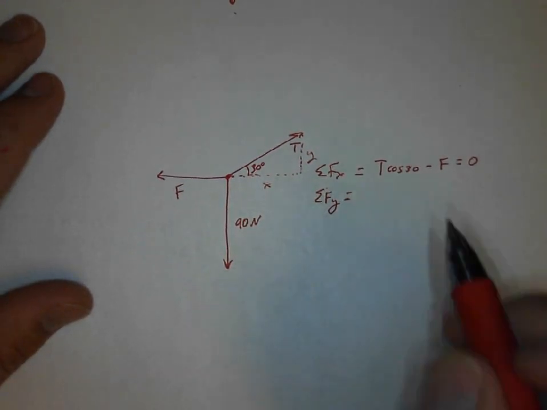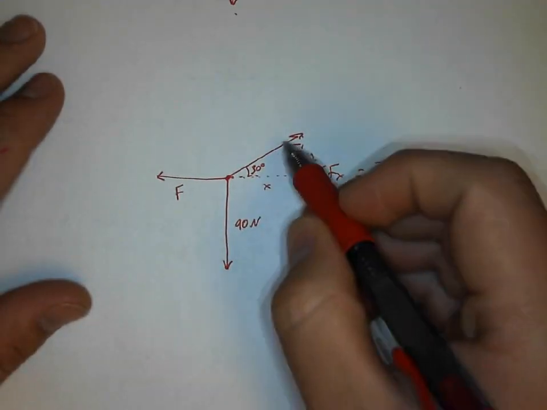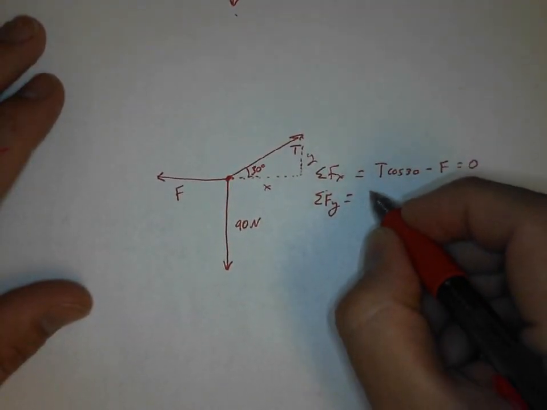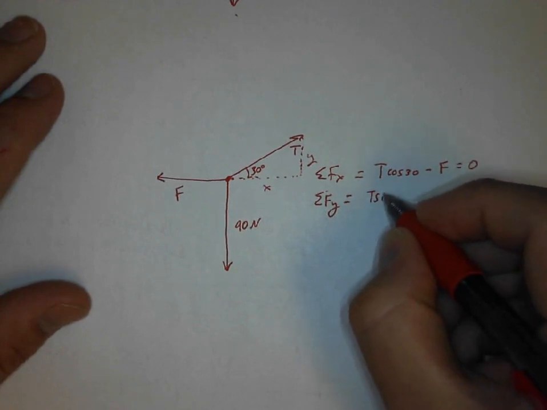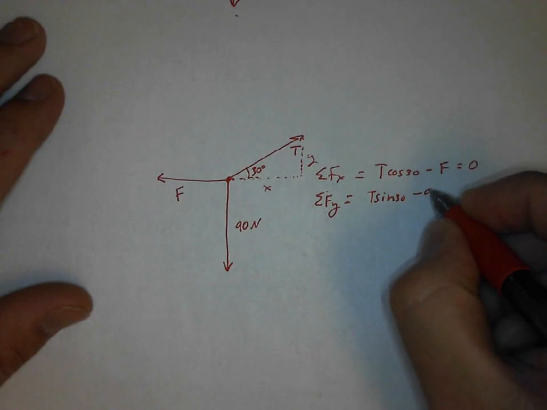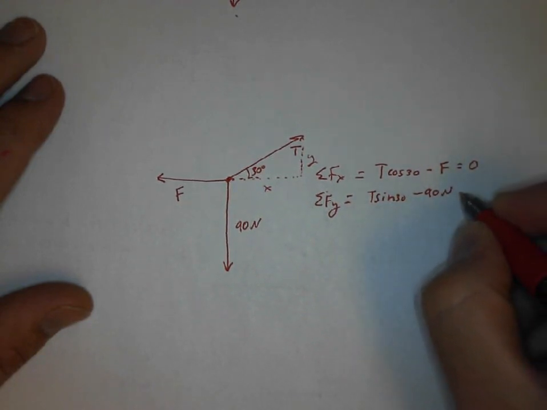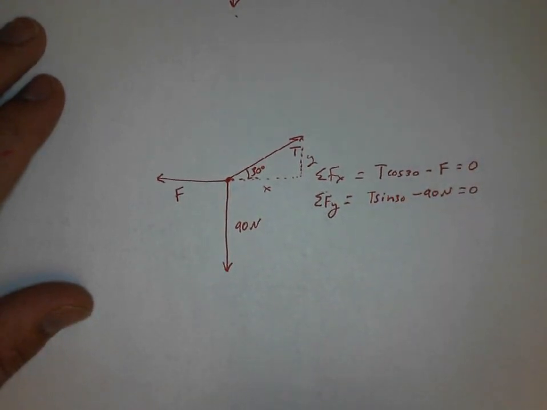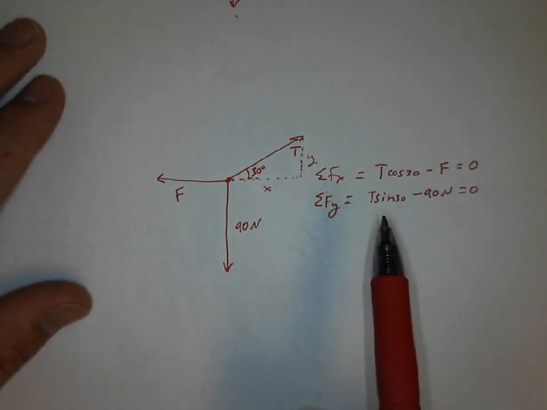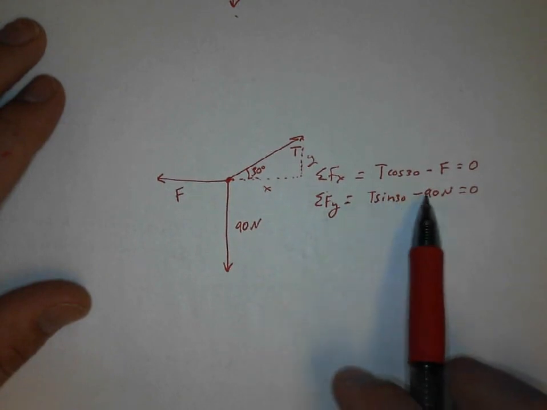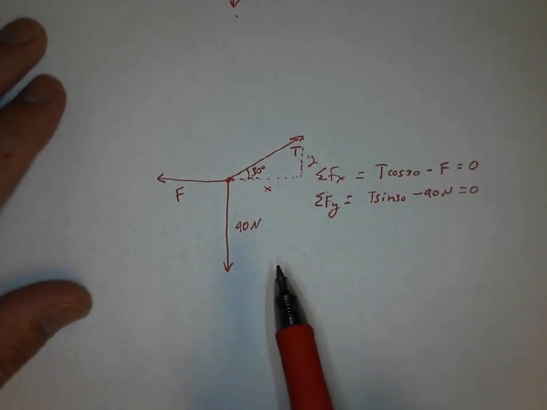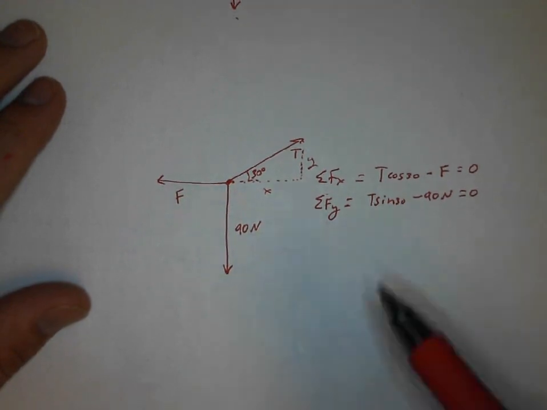For our y direction, we have these two going in y directions. So we can easily say I've got T sine 30 in a positive upward y direction minus that 90 newtons, and that's going to equal 0. Now here we have a system of equations. We have two equations, two unknowns. This equation, though, only has one of the two unknowns. So let's start there, and that will allow us to then solve for our F.